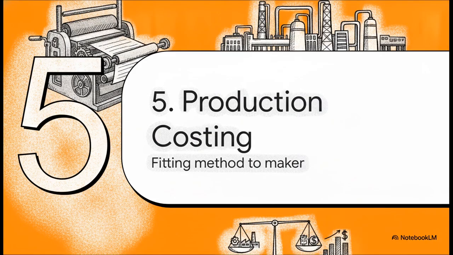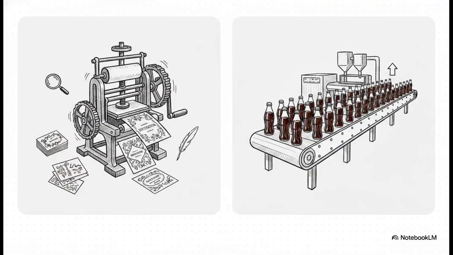Next up is Section 5, matching costing to production, because you really have to fit the costing method to the maker. See, a custom printing press just doesn't track costs the exact same way a massive oil refinery does. Our source beautifully contrasts two main frameworks. First, job costing. This is for customized products, like printing a batch of totally unique wedding invitations. You track and trace the cost individually for that specific custom job.